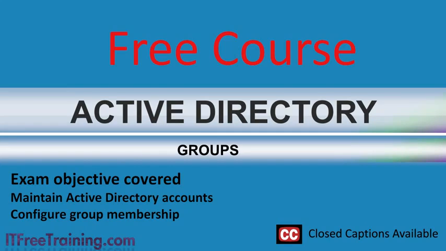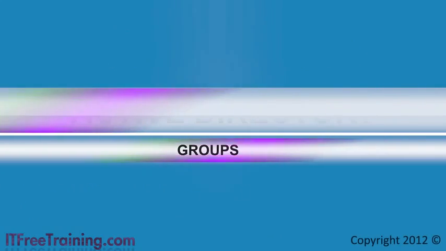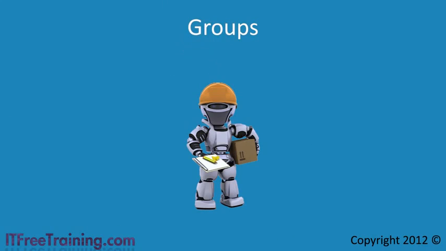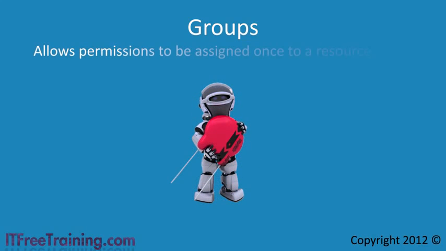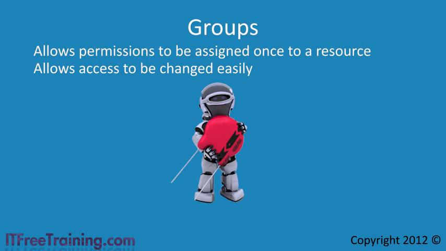This video looks at how groups work in Active Directory. In a changing environment, people come and go and roles change as companies restructure and people get promoted. Groups allow the administrator to assign permissions once to a resource and easily change who has access to that resource by changing the members in the group.